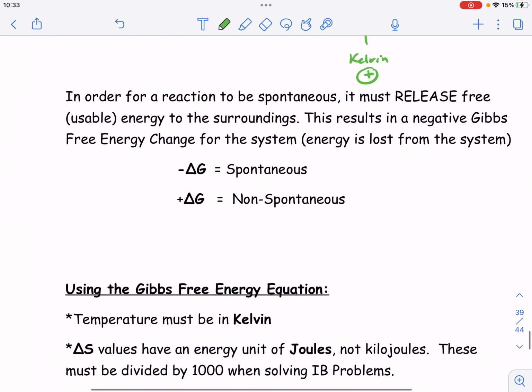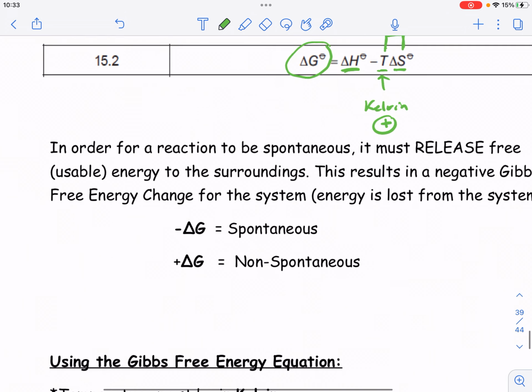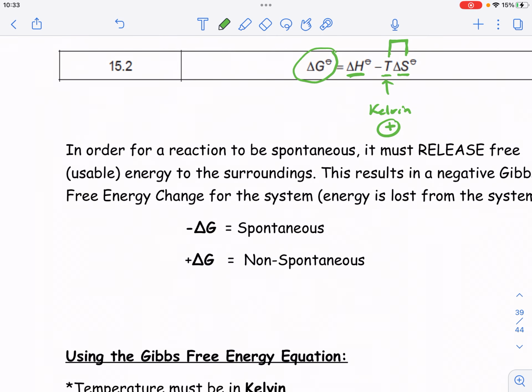Okay, so let's think through the possible scenarios here. In the end, when we use this equation, if we plug in our values, delta H, temperature in Kelvin, and delta S, where we've converted by dividing by 1,000 to kilojoules, when we plug all those values in, if we get a negative value for delta G, then we say the reaction or the process is spontaneous. It means it's favorable, and overall it is releasing some kind of useful energy to the surroundings.